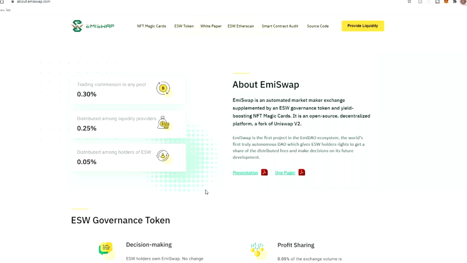Trading commission in any pool is 0.30%. Distributed among liquidity providers is 0.25%, and distributed among holders of ESW is 0.05% of every single transaction. So if you are holding the ESW governance token, you will get paid as well. This is tokenomics, very similar to SafeMoon. It's another tokenomics scheme. If you hold ESW governance tokens, you will get distributed ESW tokens from other people's transactions. So that's one good thing about holding the tokens.